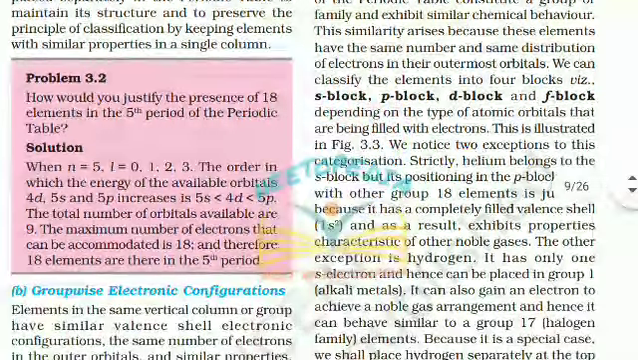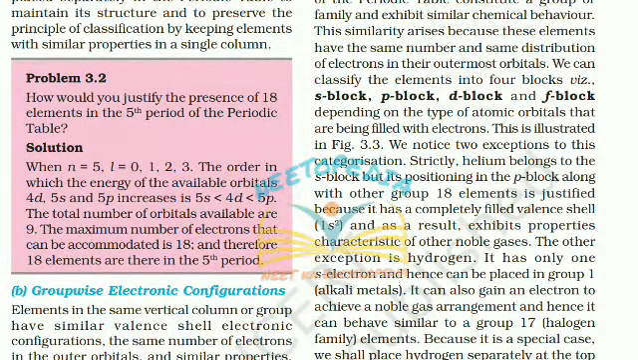Problem 3.2. How would you justify the presence of 18 elements in the fifth period of the periodic table? Solution. When n is equal to 5, l is equal to 0, 1, 2, 3. The order in which the energy of the available orbitals 4d, 5s and 5p increases is 5s is less than 4d is less than 5p. The total number of orbitals available is 9. The maximum number of electrons that can be accommodated is 18, and therefore 18 elements are there in the fifth period.